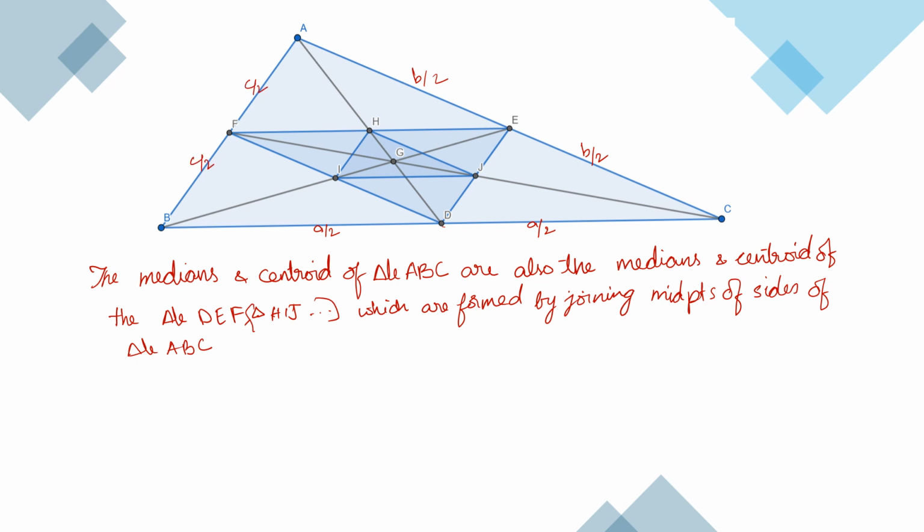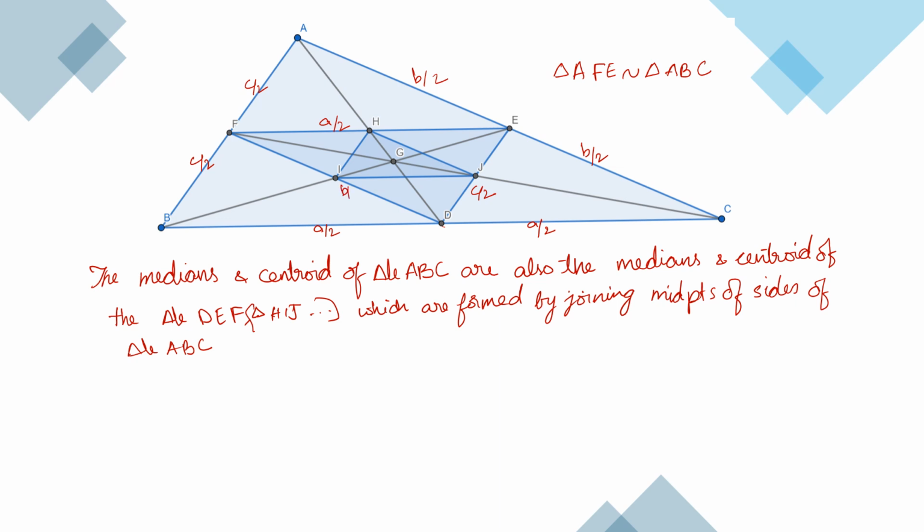Now, for the triangle AFE is similar to triangle ABC, and clearly it is in the ratio 2:1, right? So the sides AF and AE are half of that of AB and AC. So obviously FE has to be A by 2, right? So similarly we can prove that this side DE will be C by 2, and this side DF will be B by 2.